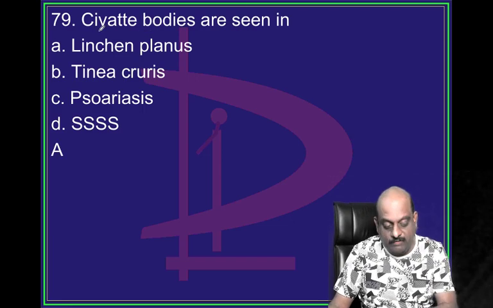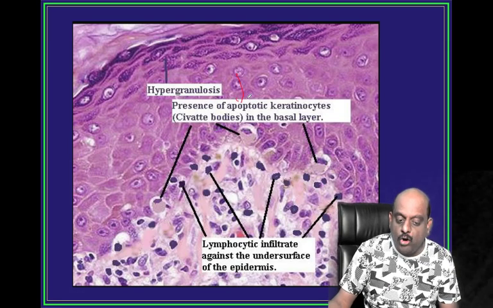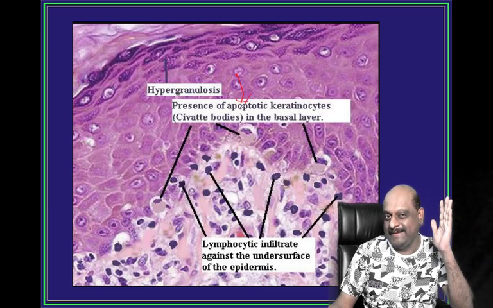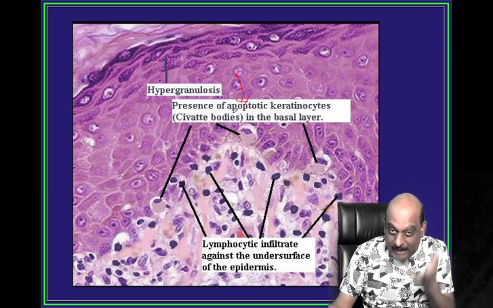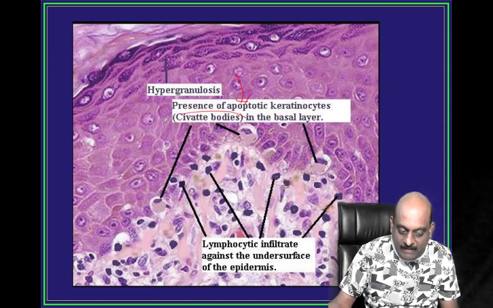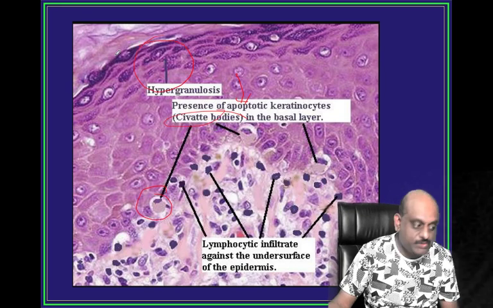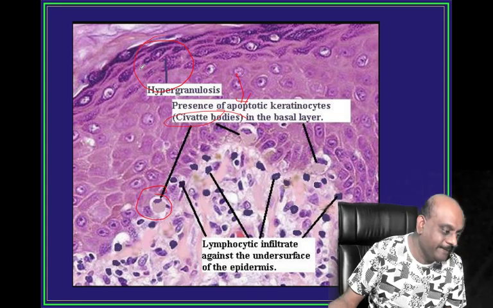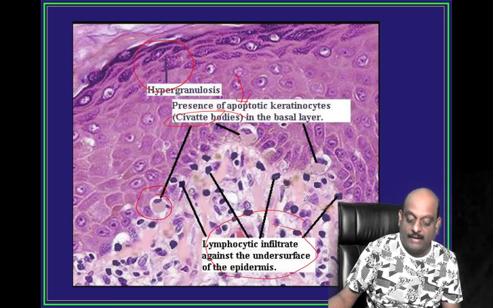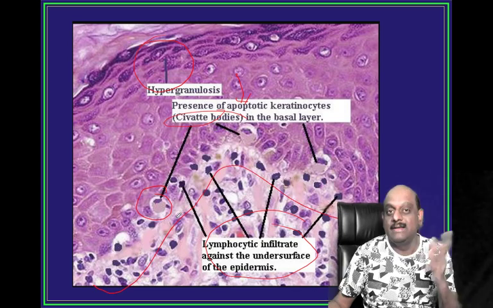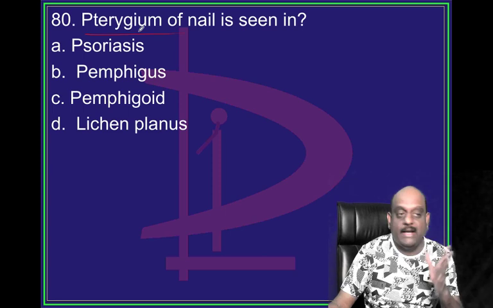Civet bodies. Where do we see, doctor? Lichen planus. Now let us once more. What are civet bodies? Apoptotic keratinocytes in the basal layer. Should not forget. What are they? Keratinocytes in the basal layer. Where? In lichen planus. Civet bodies. Apoptotic keratinocytes in the basal layer. Hypergranulosis. You are able to see, right? Then there is a lymphocytic infiltrate in the under surface of the epidermis. These are all the classical features. Right? Now, pterygium of the nail.